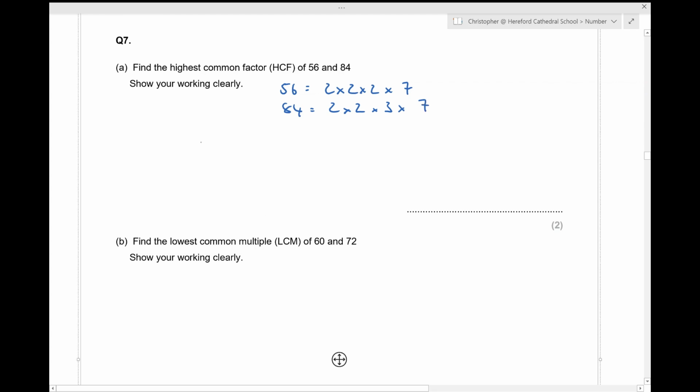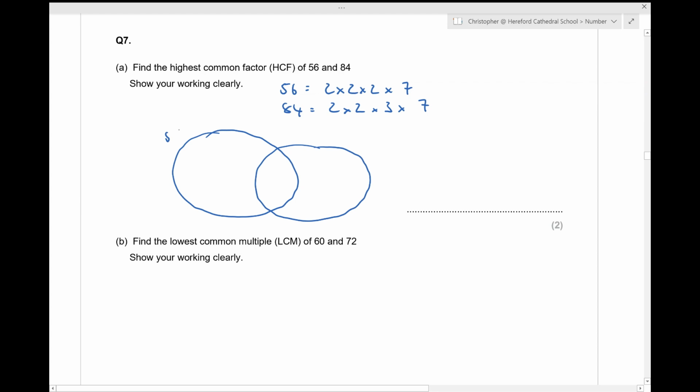Okay, let's do the Venn diagram here. The factors of 56 and the factors of 84. What have they got in common? They've both got a 2. They've both got another 2. They've both got a 7. Okay, and then on the left-hand side I'd have another 2, and on the right I'd have a 3. So what's the highest common factor? Answer, the intersection, 2 times 2 times 7, which is, of course, 28. And you could use your calculator to help you with that if you wanted to.